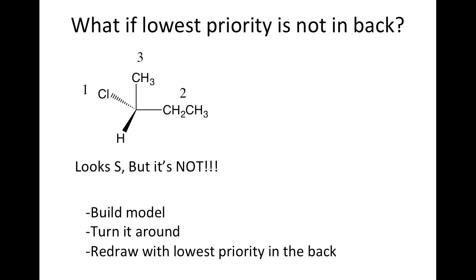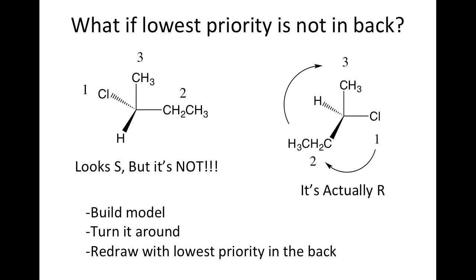You can either imagine that you're looking at the molecule from the other side and ask what direction it would go, or you can build the model, turn it around, and redraw it with the lowest priority in the back. When you do that, you'll see that it's actually R.